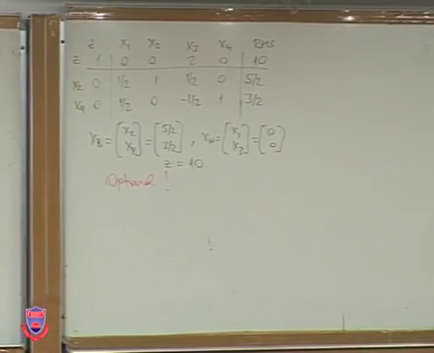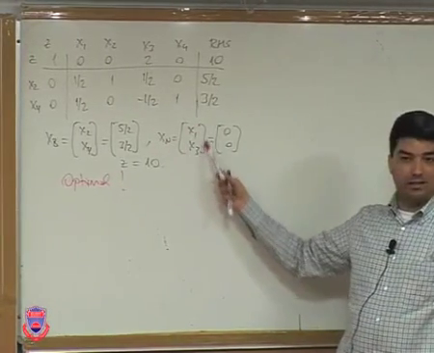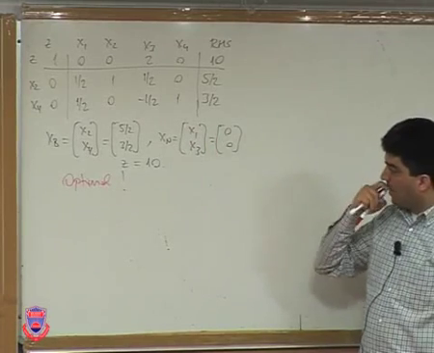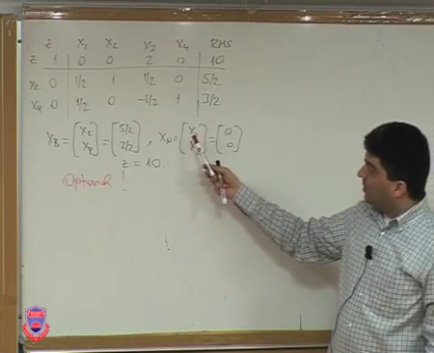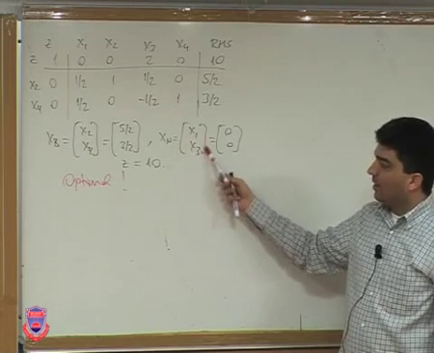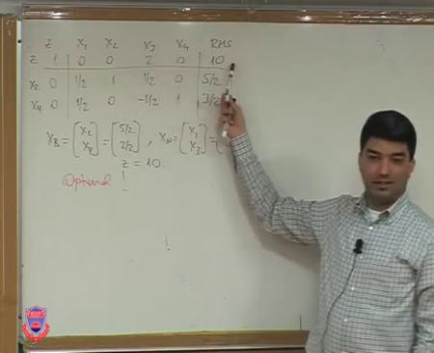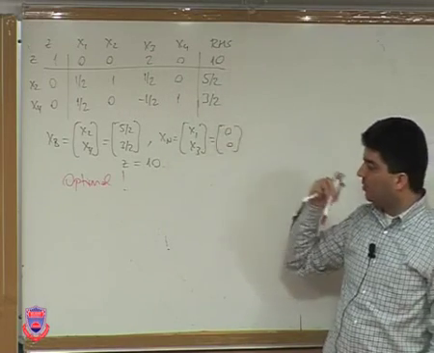Now here's a crucial observation. Just look at your non-basic variables. Your non-basic variables are x1 and x3, right? Now if you increase x3, since there's a positive coefficient here, then the value of z will decrease, basically. So you don't want to do that.